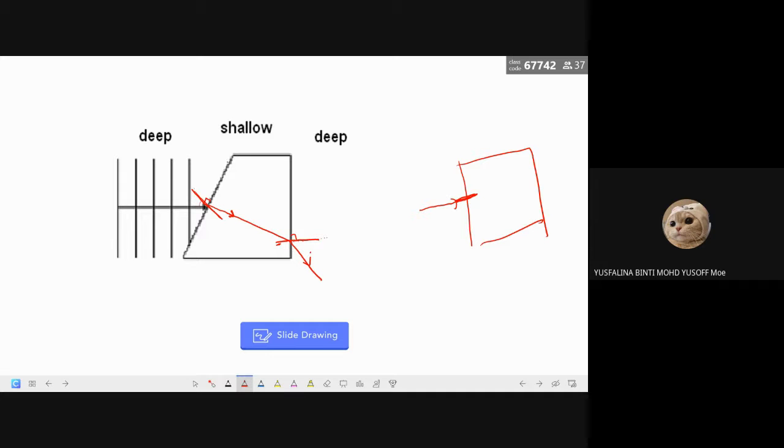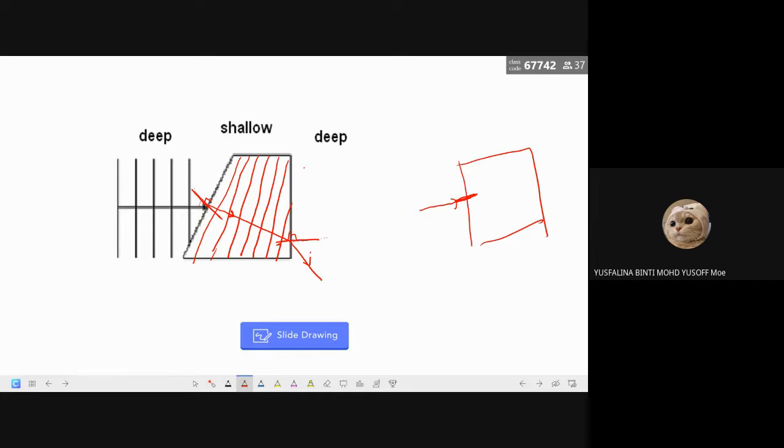Okay, so this one you have to draw the wavelength. Make sure the wavelength is 90 degrees with the direction of propagation. So it should be something like this. And must be closer. Okay, like that. Must be closer.